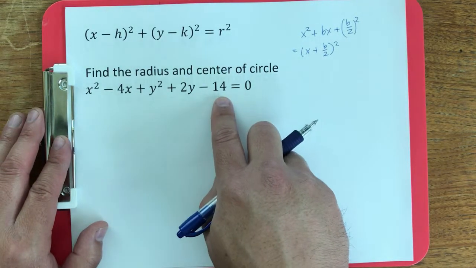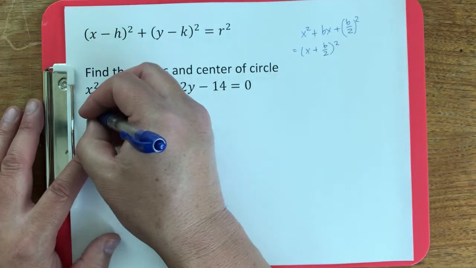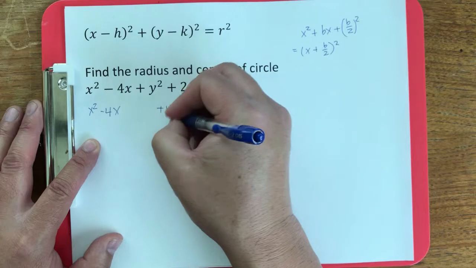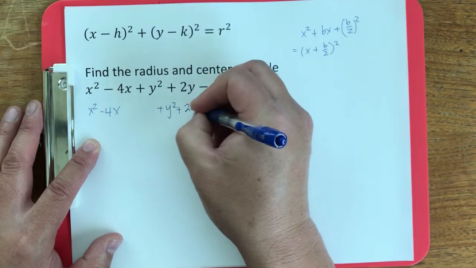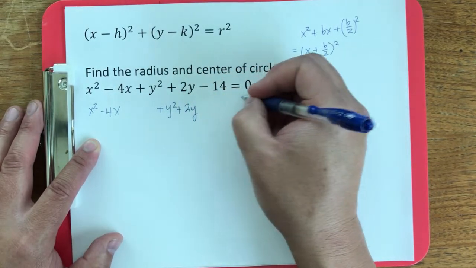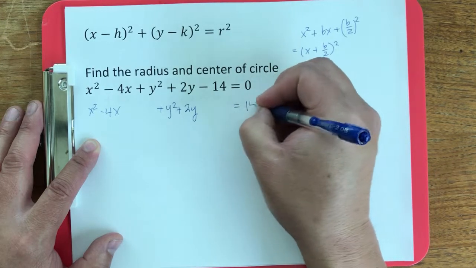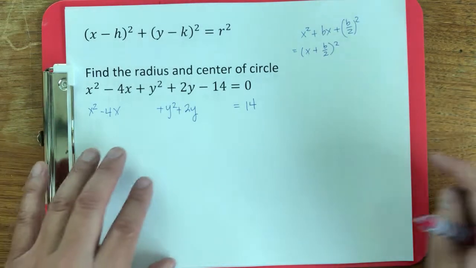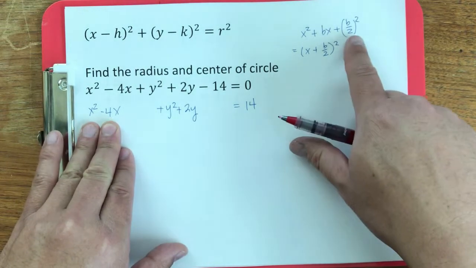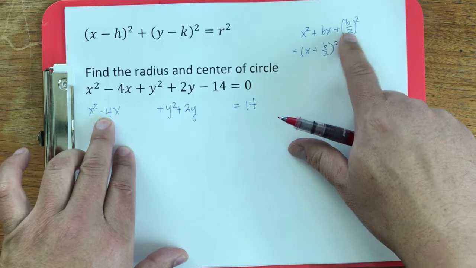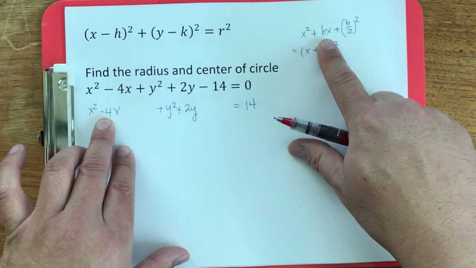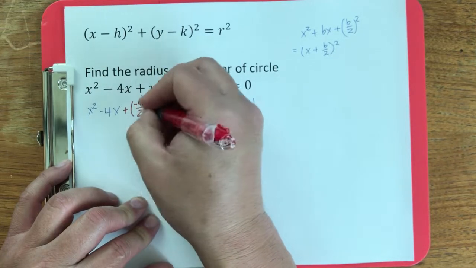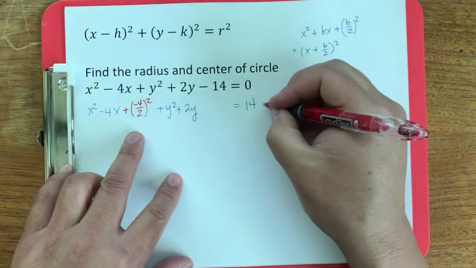So before we do that, let's clear the decks. Let's first get rid of this 14 and bring it to the right side. So I'm going to add 14 to both sides, so it ends up on the right side. Now, what I want to do is I want this to look like that. So in this case, b is equal to -4, so I need to add -4 divided by 2 squared to both sides.